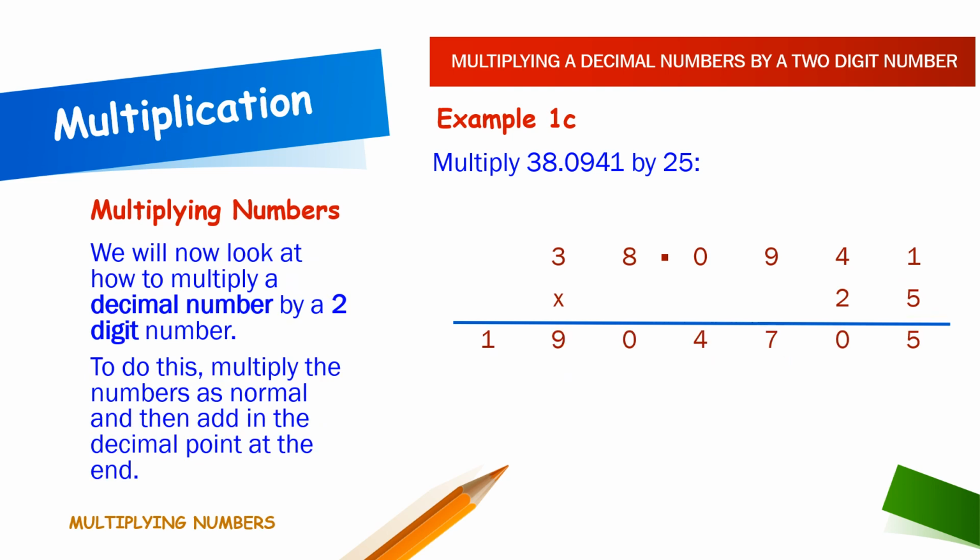We now need to multiply our decimal number by the 2. This is actually a 20, so we need to add 0 in the units in the next row down in our calculations, as shown. We can now progress as we did previously. So 2 times 1 is 2, 2 times 4 is 8, and so on.